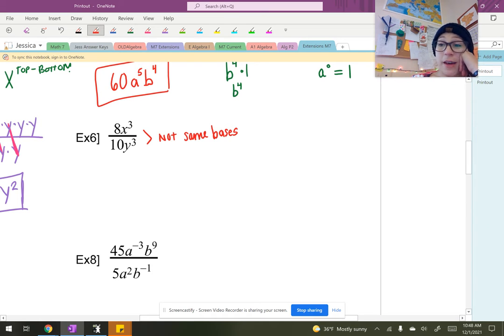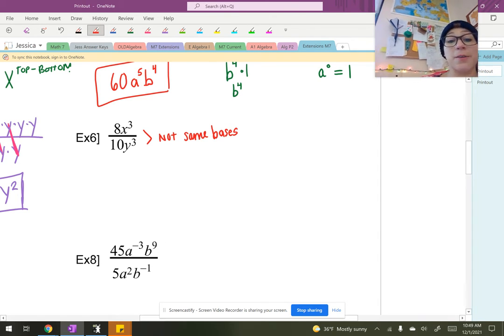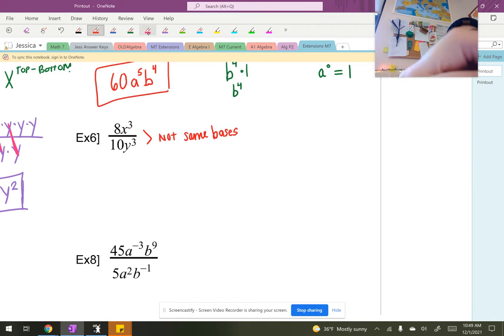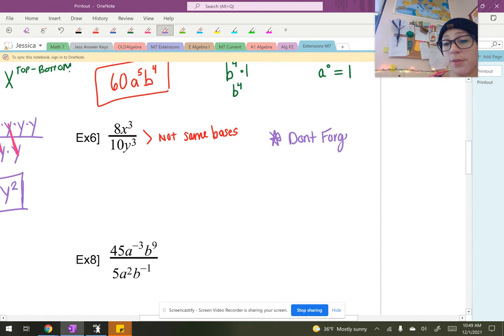I can't simplify the x to the 3rd and the y to the 3rd because they don't have the same bases, but I can simplify that 8 over 10. Something can divide both 8 and 10 evenly. I'm going to make a little note here that tells us don't forget to simplify the regular numbers too.